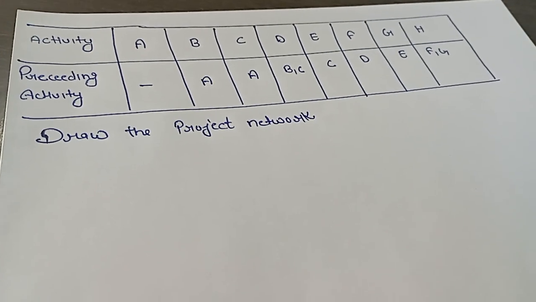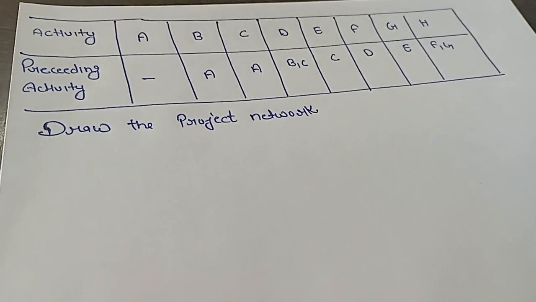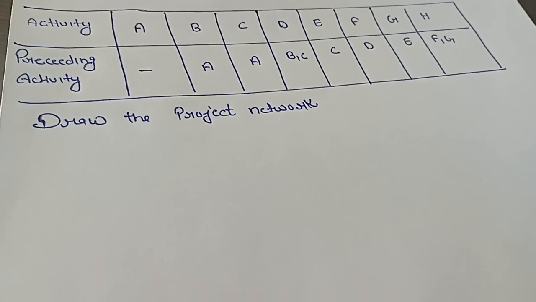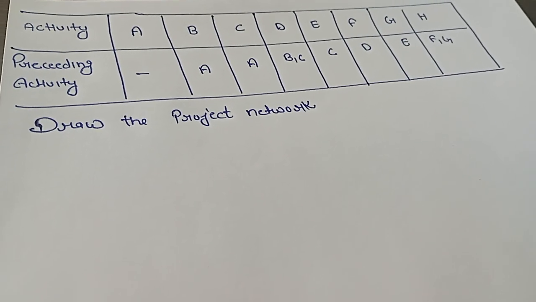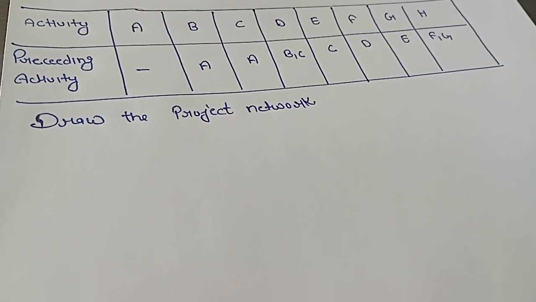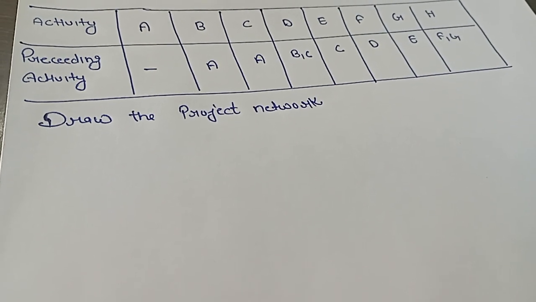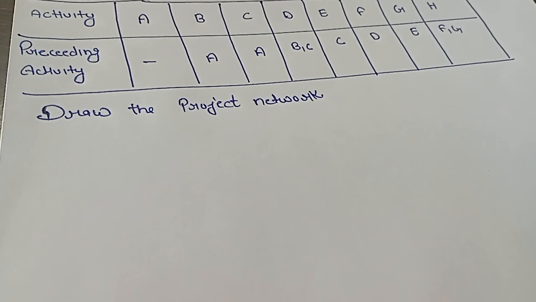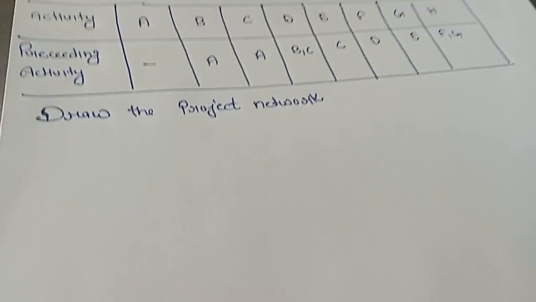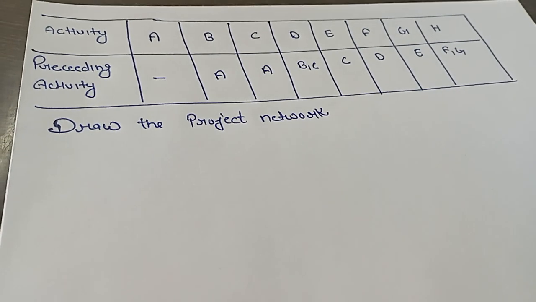The rules of construction of a network diagram: first, each activity is represented by one and only one arrow in the network. Second, no two activities can be identified by the same head and tail event. Third, every node must have at least one activity preceding it and at least one activity following it, except for the node at the very beginning and at the very end of the network. Only one activity may connect any two nodes.